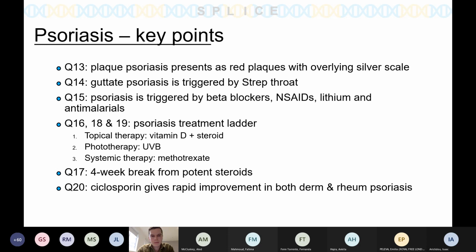Psoriasis is triggered by beta blockers, NSAIDs, lithium, antimalarials, and ACE inhibitors. After topicals, we go for phototherapy before we go on to systemic therapy. 4-week break from potent steroids. I should have actually put that in the dermatitis section. Whatever. And then cyclosporin works fast. We'll move on to another condition.